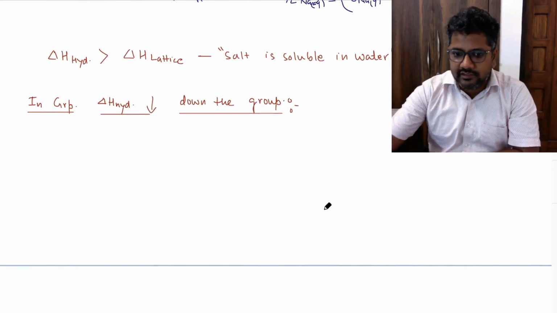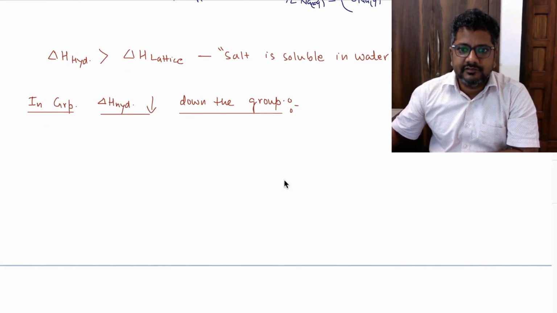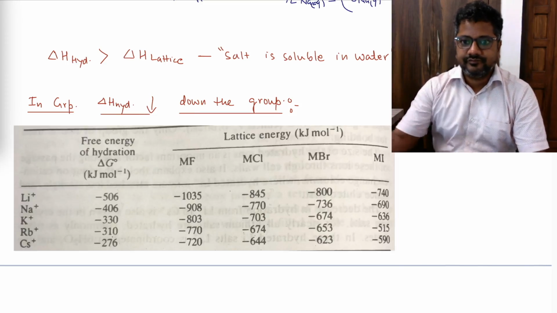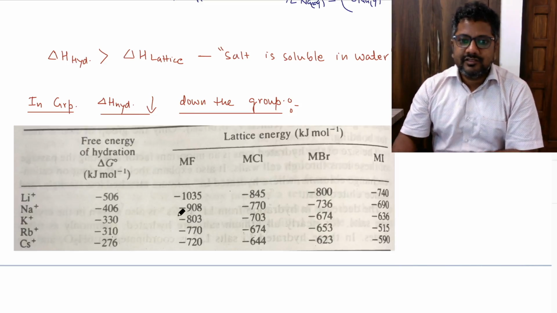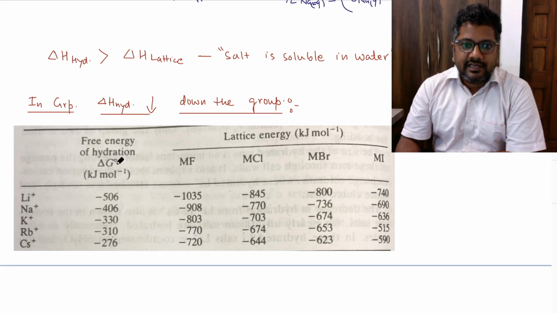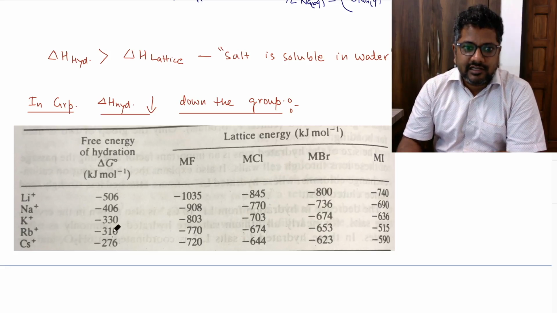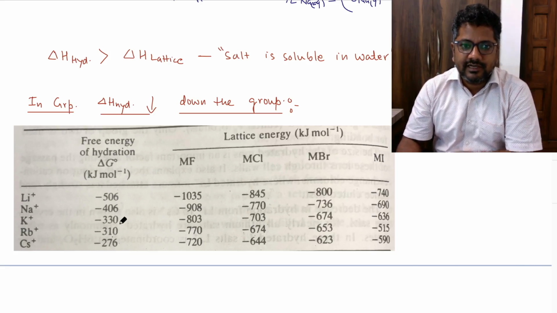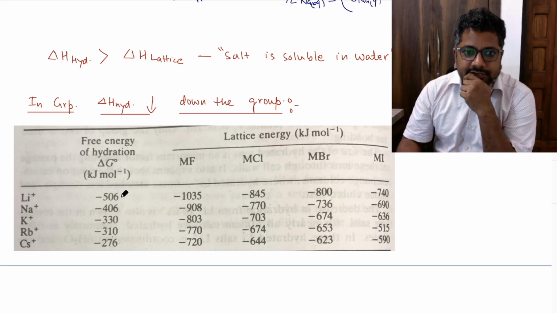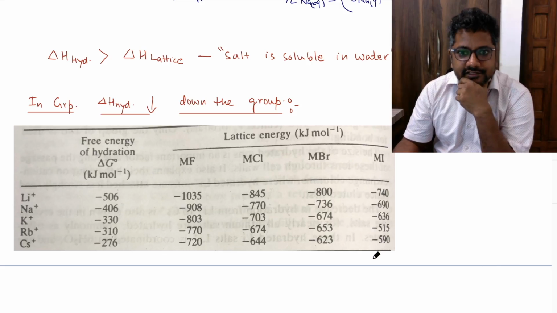Now I am showing you one data. Now see, if you look carefully at this table, free energy of hydration or delta H hydration decreases down the group. I have taken the first group lattice energy data. If we closely examine this, all decrease. Lattice energy of fluorides decreases, chlorides decreases, bromides decreases, iodides also decrease.